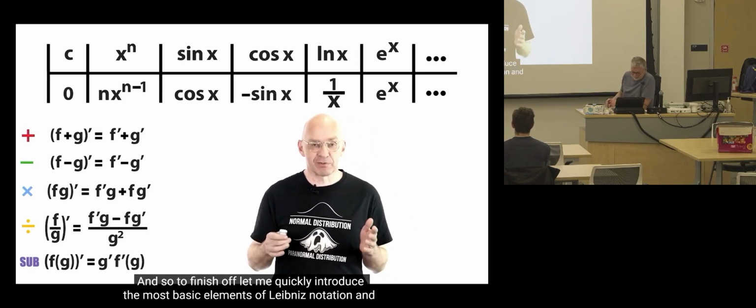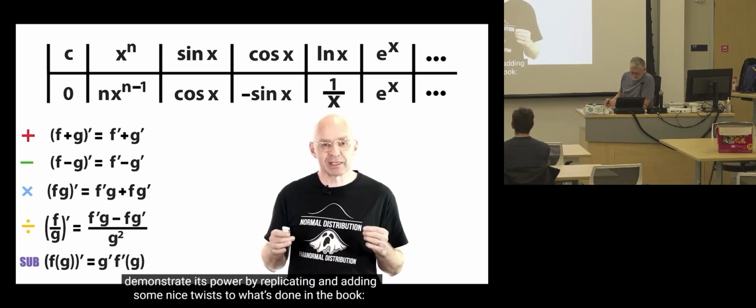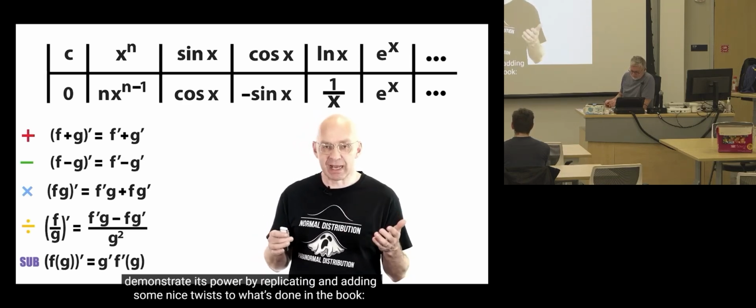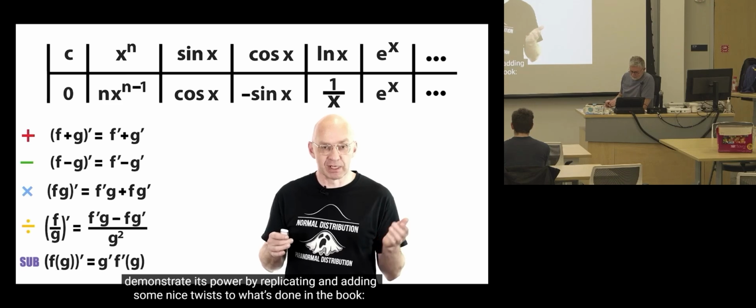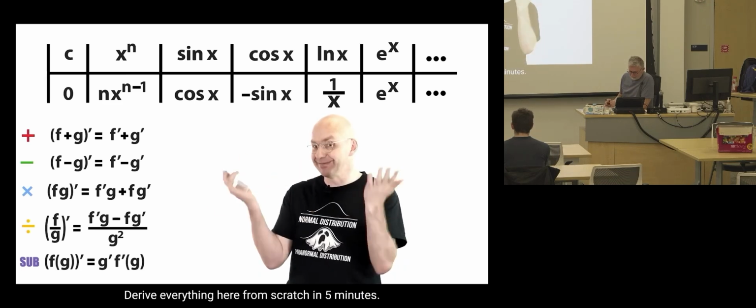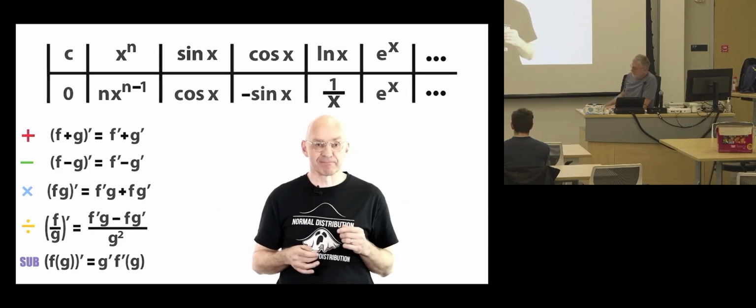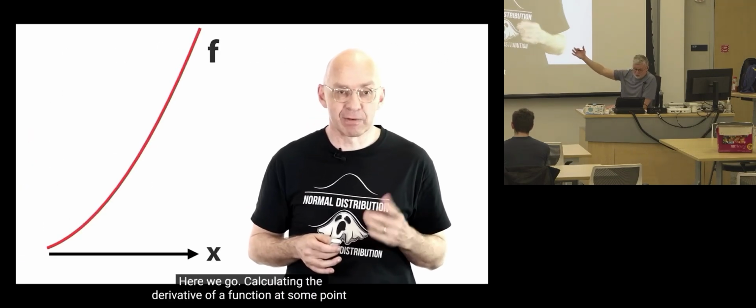The basic elements of Leibniz notation and demonstrate its power by replicating and adding some nice twists to what's done in the book. Derive everything here from scratch in 5 minutes. All of the rules in 5 minutes. We're not going to do all of them.